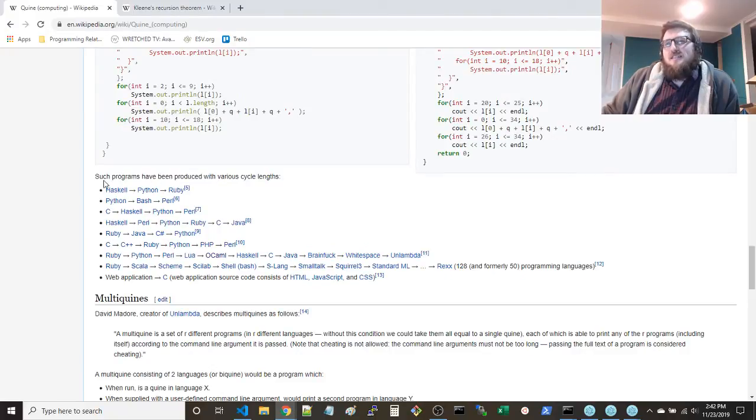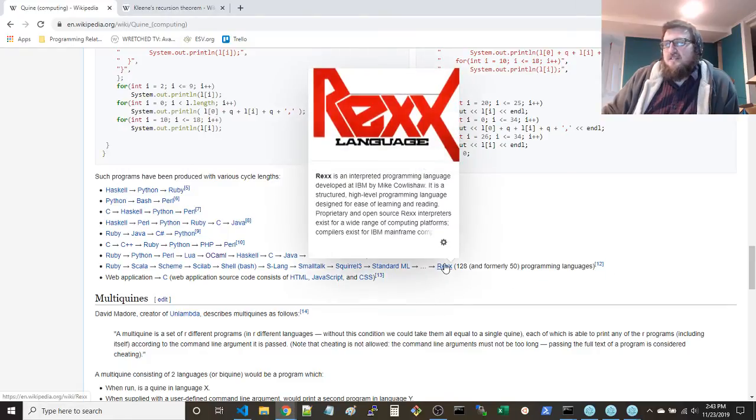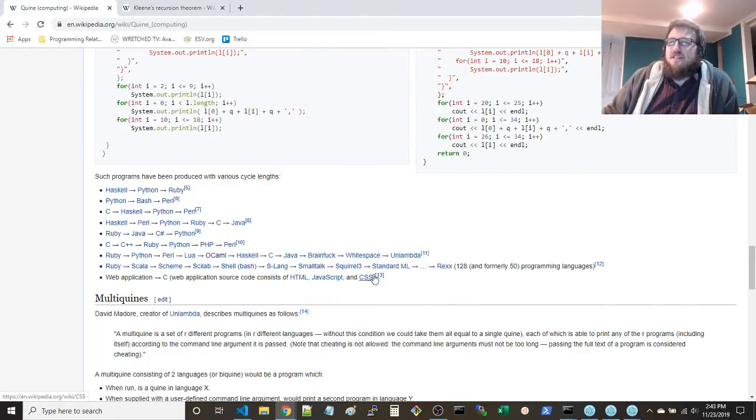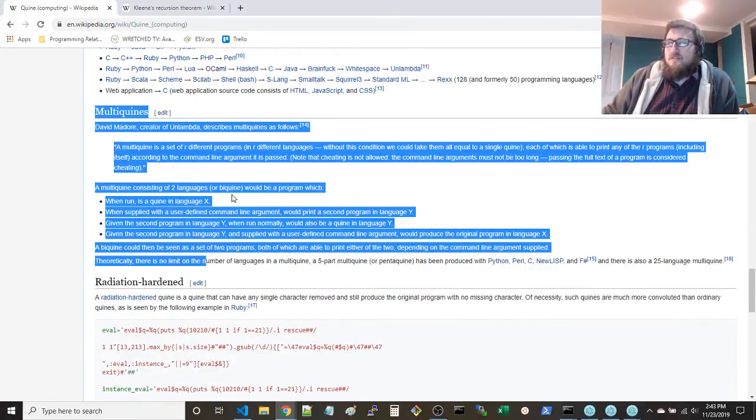And you've got such programs produced with various cycle lengths: Haskell, Python, Ruby, Python, Bash, Perl, C, C++, Ruby, Python, PHP, Perl, Ruby, Scala, Scheme, Scilab, Shell, Slang, Smalltalk, Squirrel, Standard ML, 128, formerly 50 programming languages. So someone just went nuts. Someone took it to an absolute extreme that should never have been approached. 128 of these quines. This super quine, this Ouroboros program. Web application source code consists of HTML, JavaScript, and CSS. Holy smokes, multi-quines. It's not the same thing as Ouroboros programs.